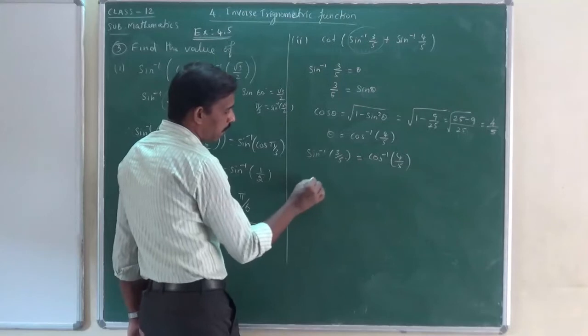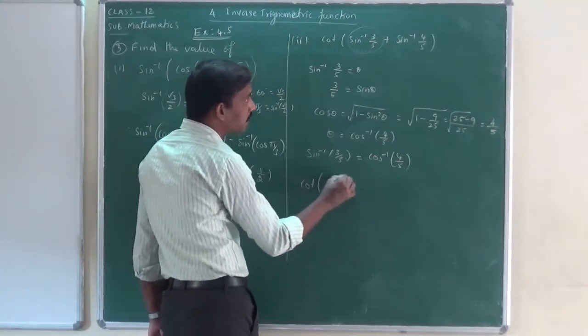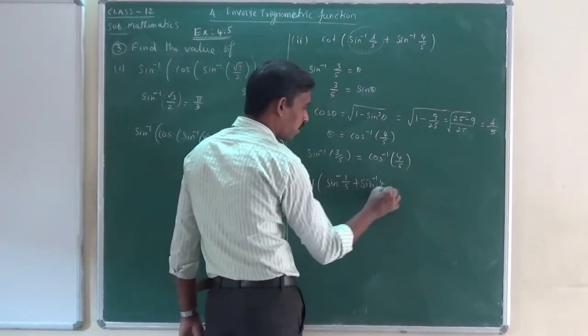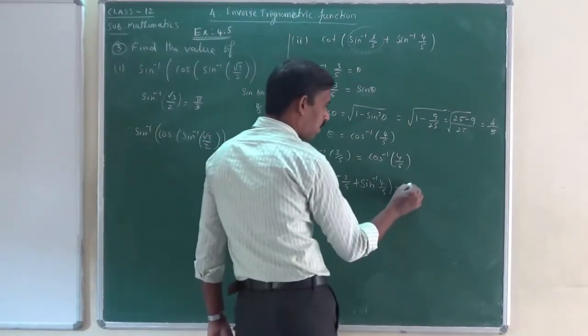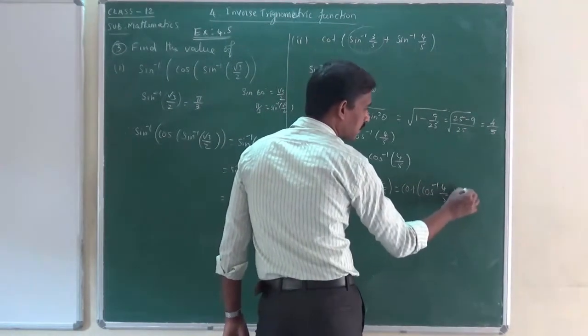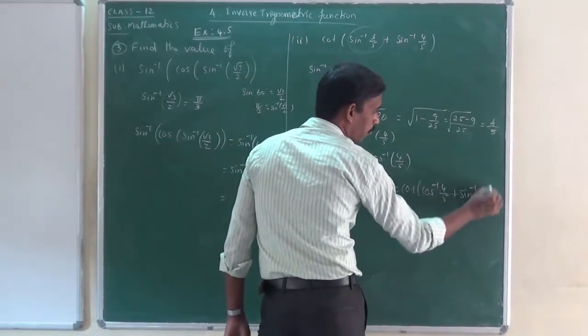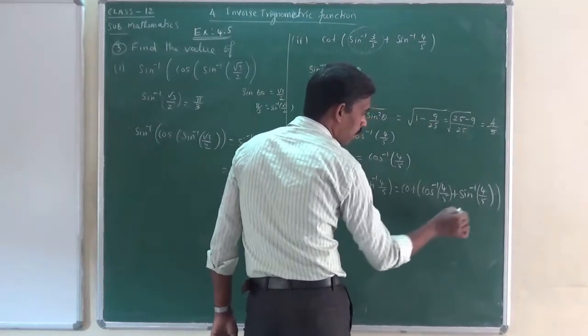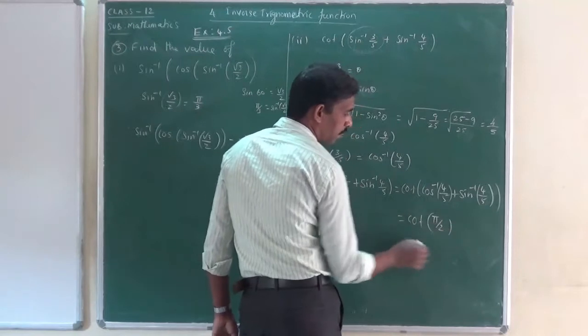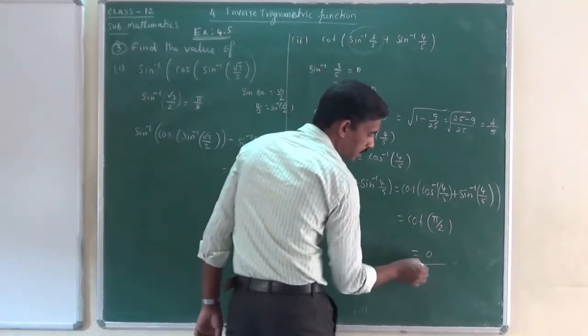Now, the question: cot of (sine inverse of 3 by 5 plus sine inverse of 4 by 5), which is equal to cot of (cos inverse of 4 by 5 plus sine inverse of 4 by 5), which is nothing but cot pi by 2. So, cot pi by 2 is nothing but 0.